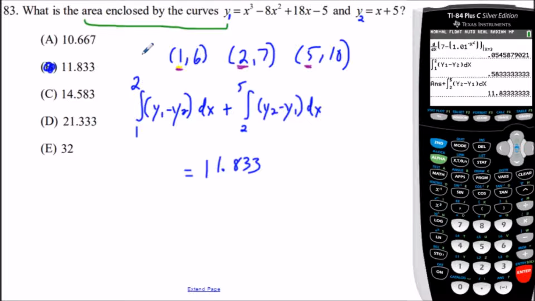Now, because in this question the regions were attached to one another, we could have just done one integral from 1 to 5 and put y1 minus y2 in absolute value, and it would have given us the same answer. But we could write it as two separate integrals as well.